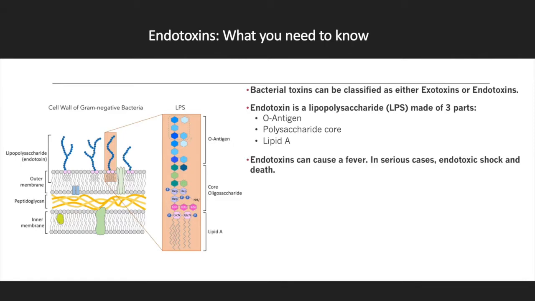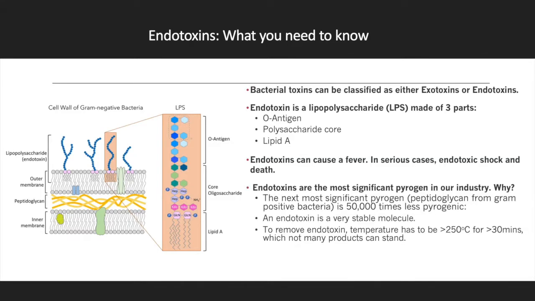Now, endotoxins are also called a pyrogen because they can cause a fever, and in serious cases they can cause endotoxic shock in a patient and even death. Endotoxins, although not the only pyrogen, are the most significant pyrogen in our industry. And why is that? Well, the next most significant pyrogen, a peptidoglycan from gram-positive bacteria, is 50,000 times less pyrogenic. Also, an endotoxin is a very, very stable molecule. To remove endotoxin, the temperature has to be at least 250 degrees C for more than 30 minutes, which not many products can stand.